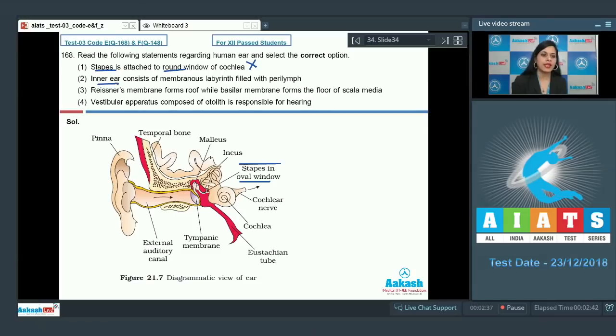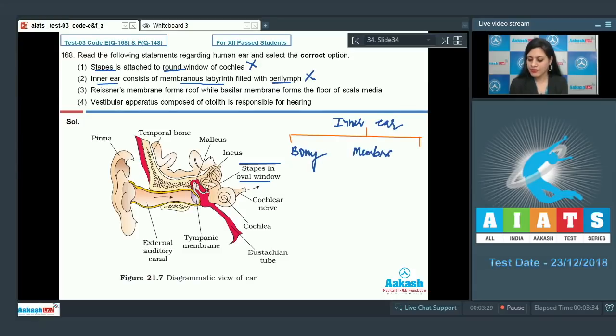The next statement is inner ear consists of membranous labyrinth filled with perilymph, and this is an incorrect statement because inner ear consists of bony labyrinth and membranous labyrinth. This bony labyrinth is filled with perilymph, whereas membranous labyrinth is filled with endolymph. So this is an incorrect statement.